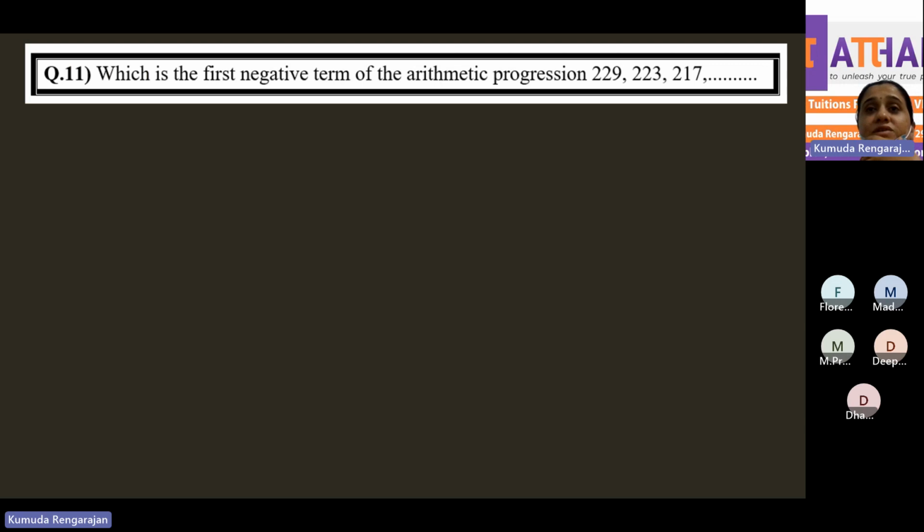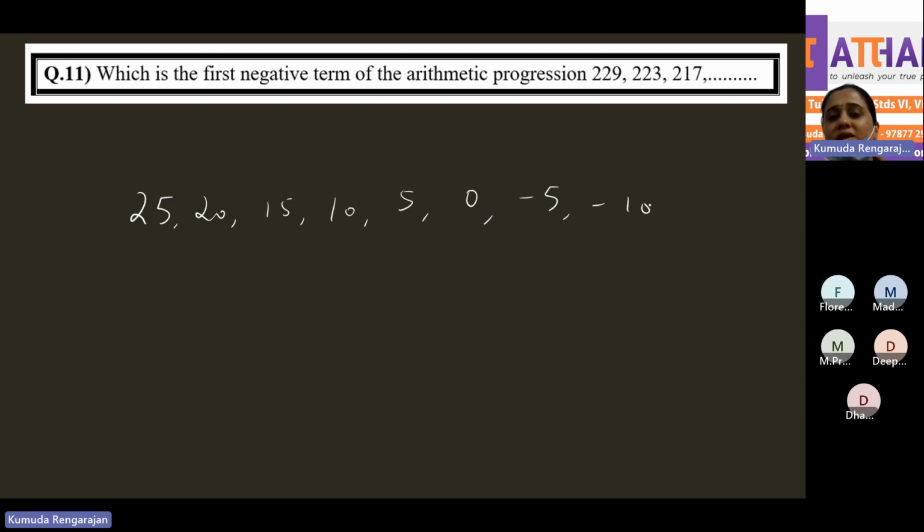Which is the first negative term of the arithmetic progression? So you can see that the terms are decreasing in order. Decreasing, 229, then smaller, 223. So it's from big to small, the numbers: 229, 223, 217. Somewhere the numbers will become smaller and smaller, and then negative, and from there on it will be negative only. If you write an AP like this, 25, 20, 15, 10, 5, 0, then minus 5, minus 10, minus 15, from there on it's going to be negative only. After a point, you will get only negative integers.